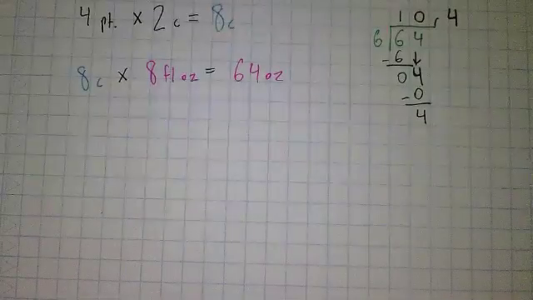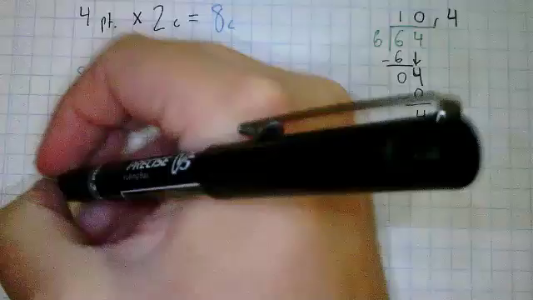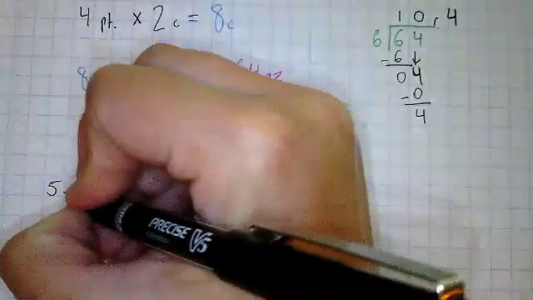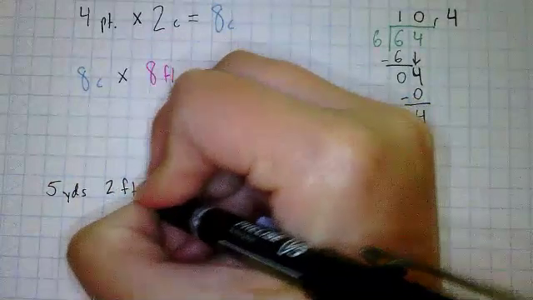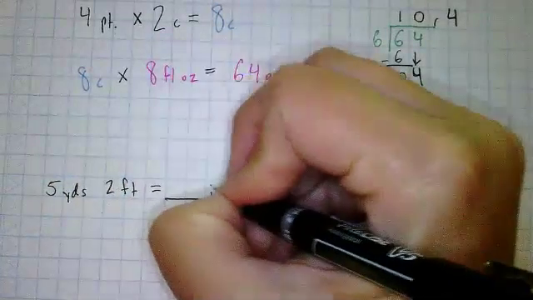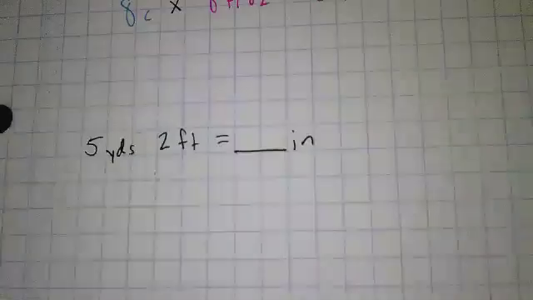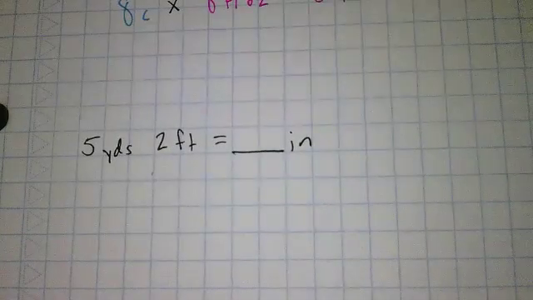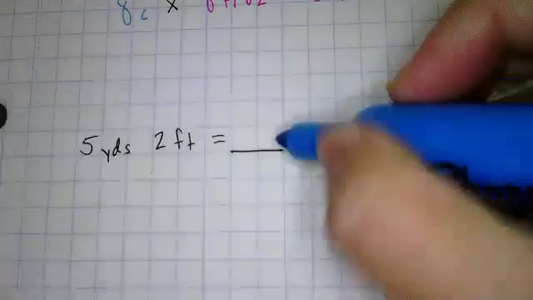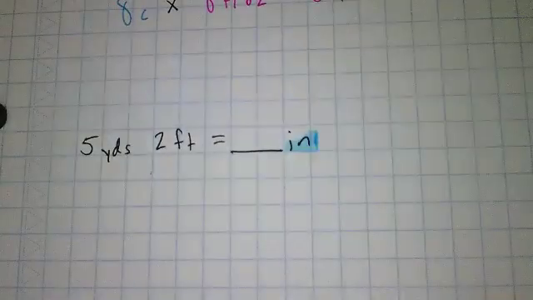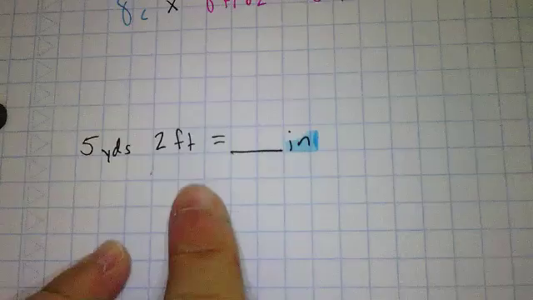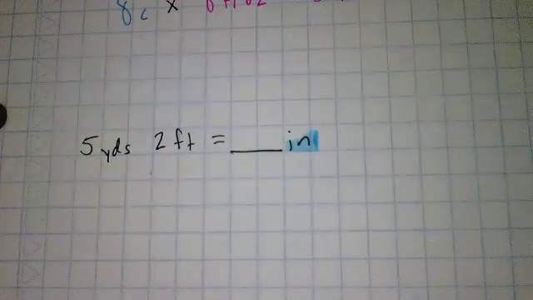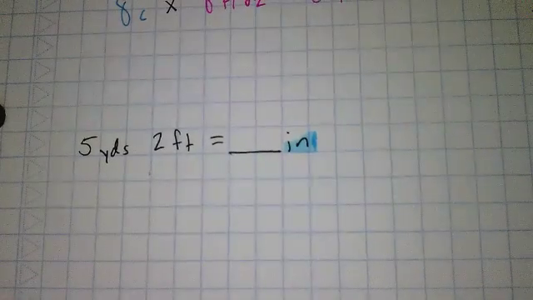Let's do 5 yards, 2 feet equals blank inches. Okay, so looking here, already we can tell it wants our answer to be in what? It wants our answer to be in inches, okay? Are either of our measurements here in inches yet? No, so we've got to transfer both of them to inches.